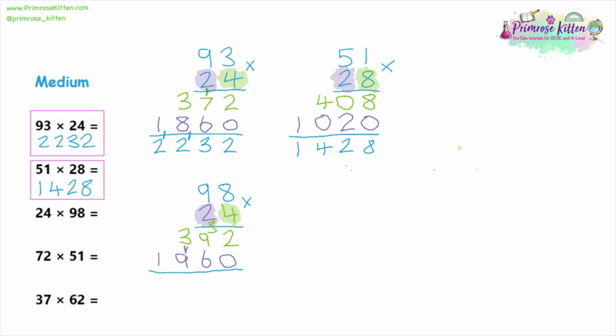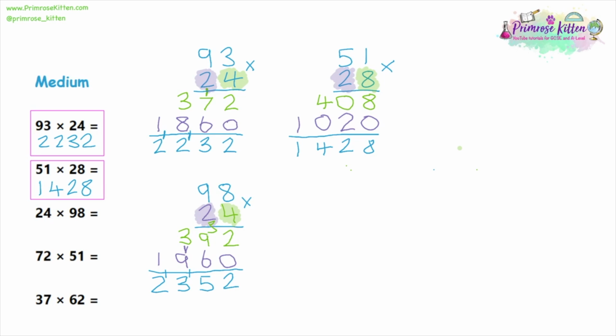Our last step is just to add together our two answers. So 2 plus 0 is 2, 9 plus 6 is 15, carry the 1, 3 plus 9 is 12, plus the 1 we carried is 13, and then 1 plus 1 is 2.